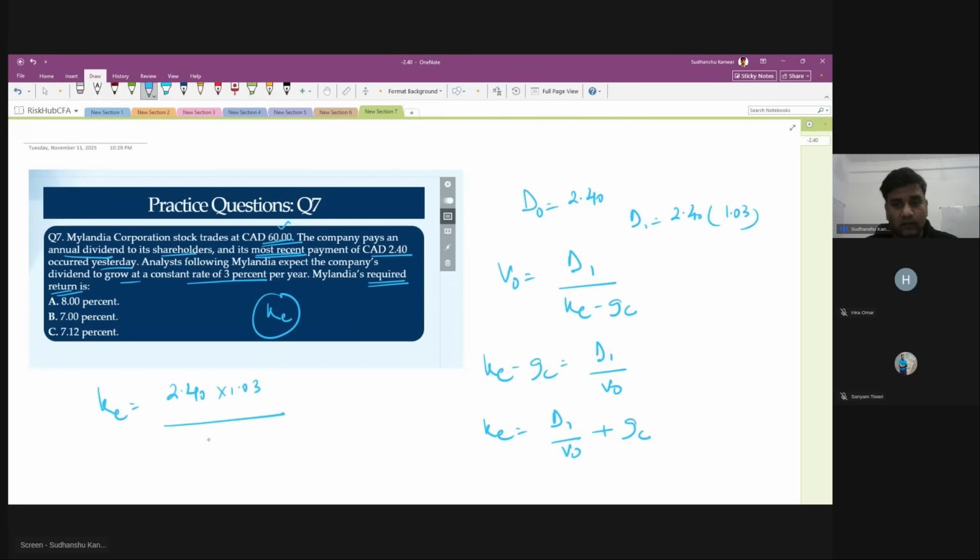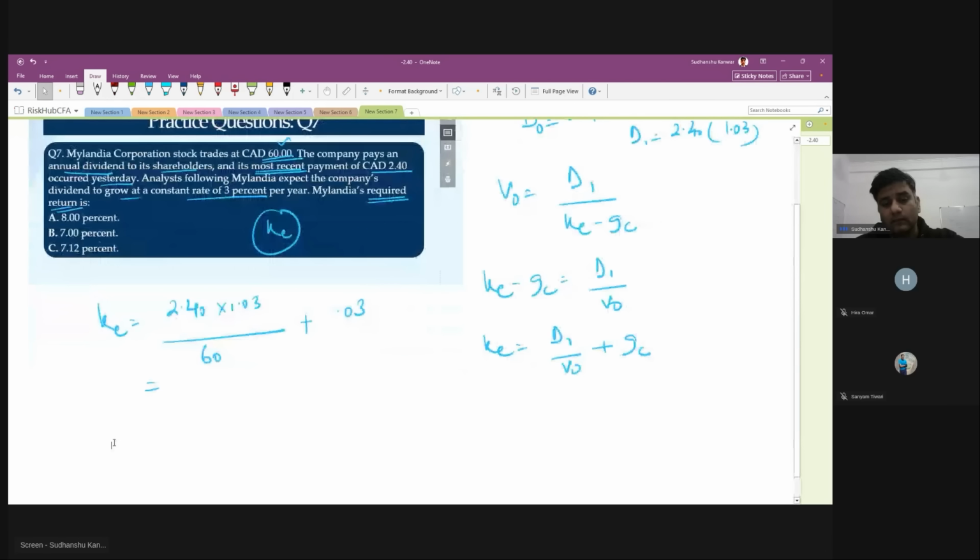V naught is what? V naught is the stock trading at 60, right? That is why V naught is given, and GC is 0.03, right? So this is what you have to do, guys. 2.40 into 1.03, divided by 60, plus 0.03, right? Very simple, very straightforward question. Just have clarity how to go about it. If you have clarity, this will not take much time.